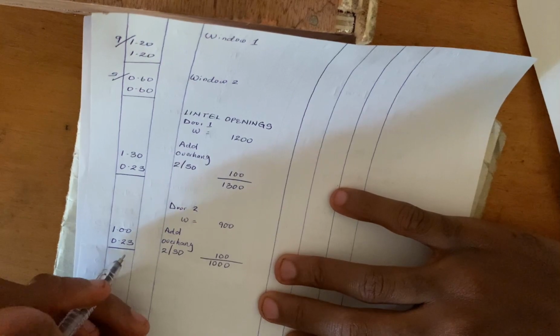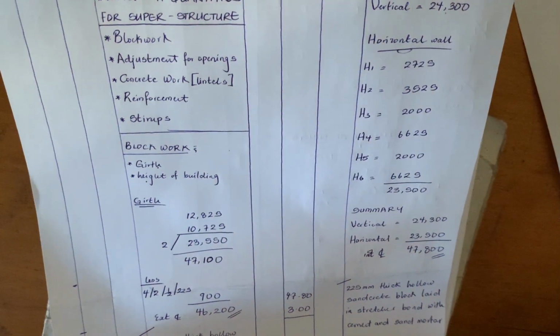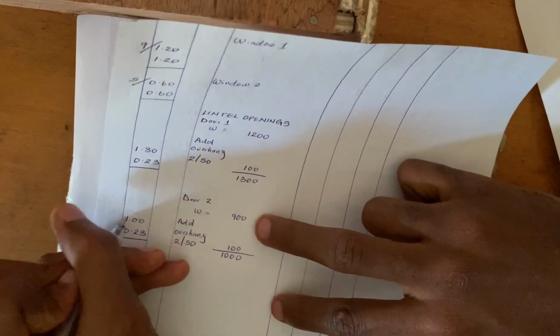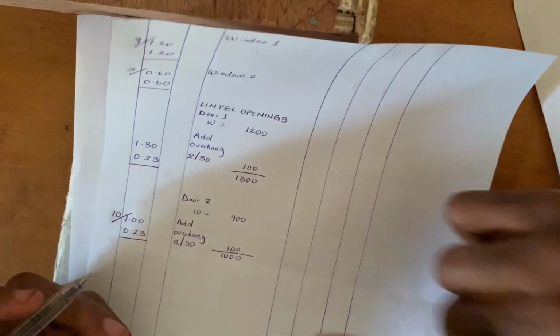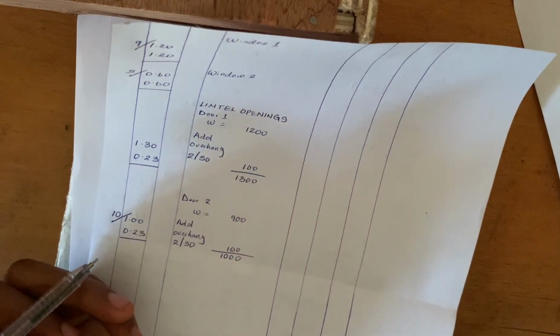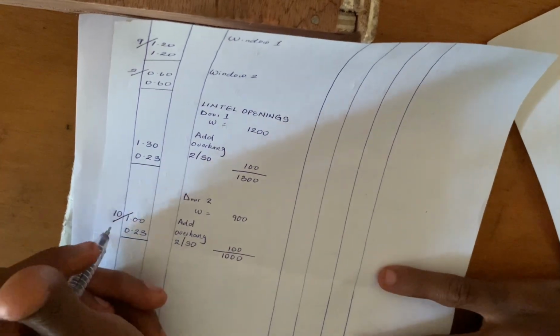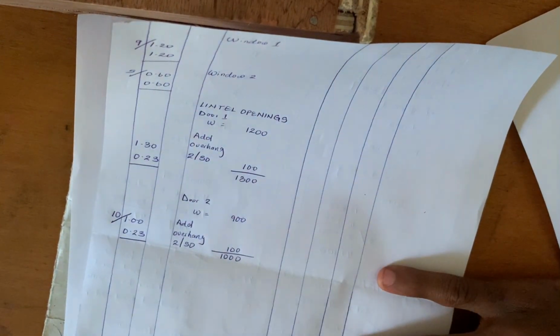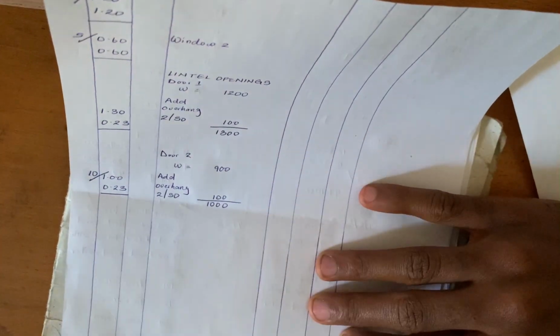Now how many door 2s do we have in this plan? The number of door 2s we have in the plan is 10. So we're going to be multiplying it by 10, because these lintels are going to be found on the 10 doors that are on this plan. That is why we're multiplying it by 10.